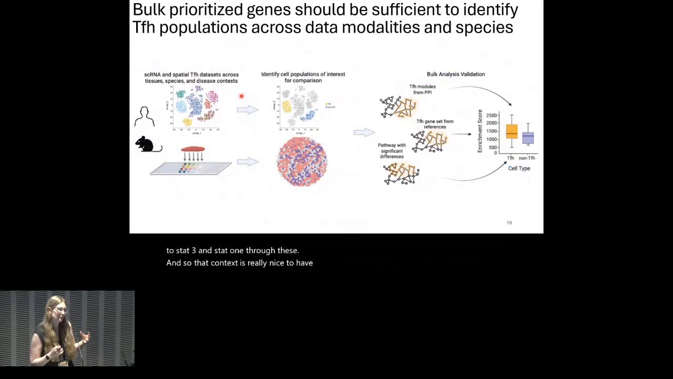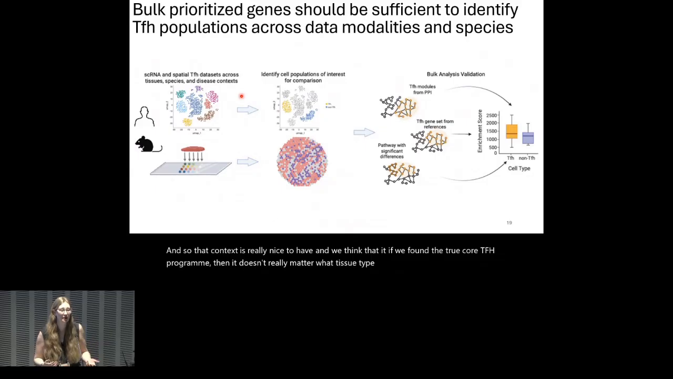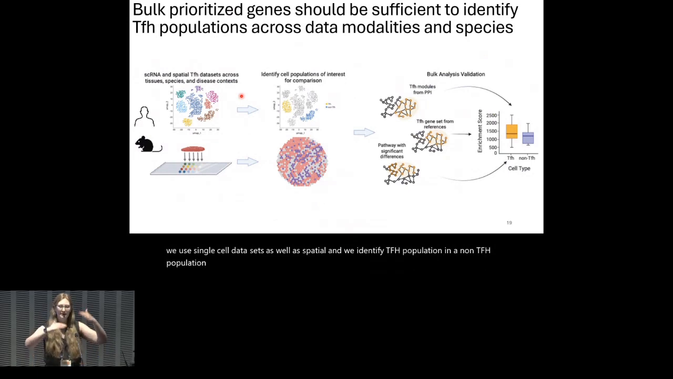And we think that if we found the true core TFH program, then it doesn't really matter what tissue type you have or what data modality you have. What matters is that we found that core program. So we put that to the test, and we use single cell data sets as well as spatial, and we identify a TFH population and a non-TFH population, and then see whether we can separate them based on the gene sets that we see with gene set enrichment.